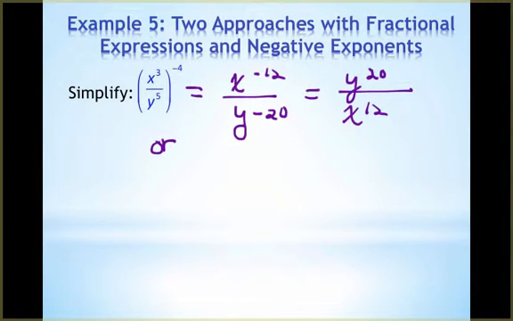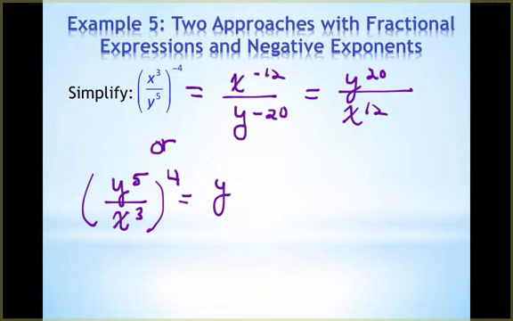Or another way you can do that is if you have a fraction to a negative exponent, you can start by flipping the fraction. Do the reciprocal of the fraction and then make the exponent positive. If I do that now, I get y to the 20th, because we're raising a power to a power, over x to the 12th, which is the same thing I got here. So when you have a fraction being raised to a negative exponent, you can either distribute the exponent and then move your negatives, or flip the fraction and change the exponent to a positive.